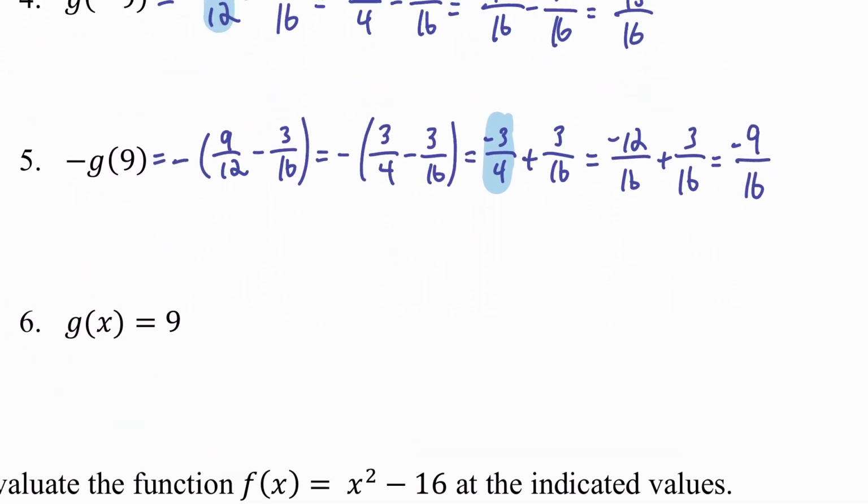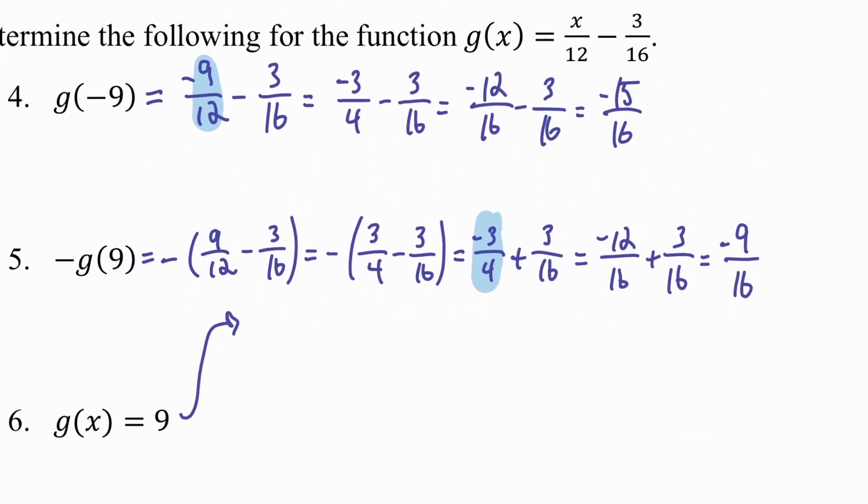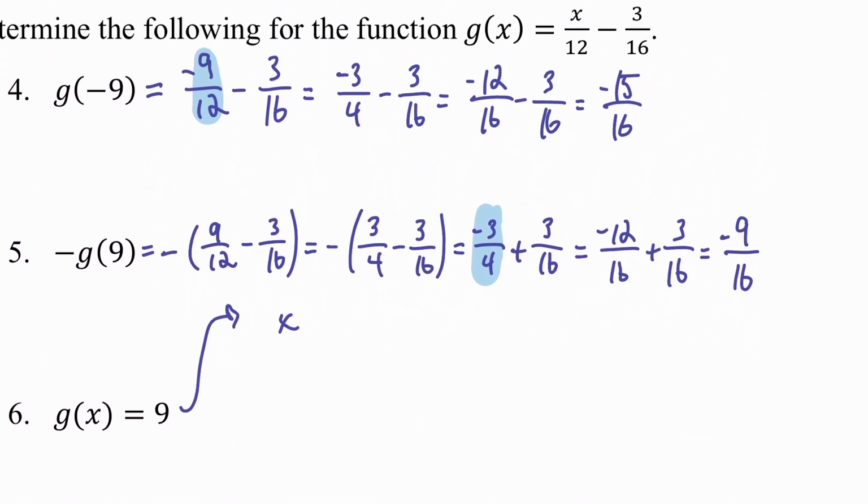Which, how much vertical space do we have? Not a whole lot. Okay, so I guess I'll put that up here then. So this will be x/12 minus 3/16 equals 9.